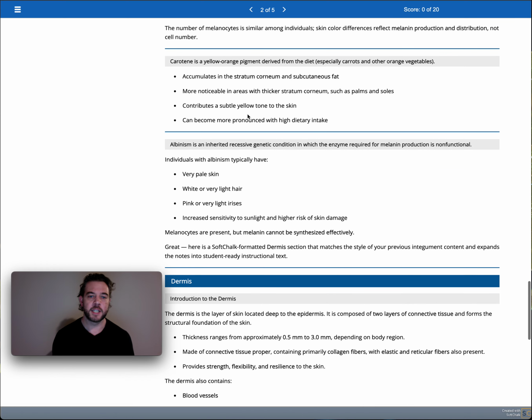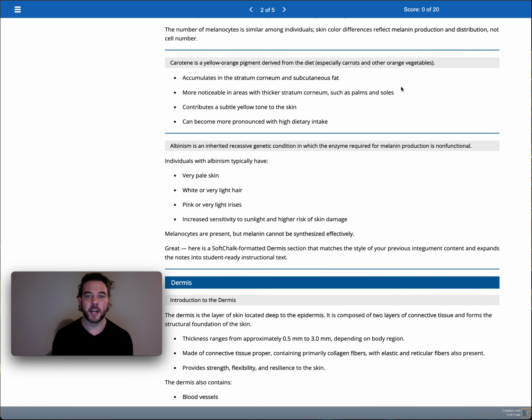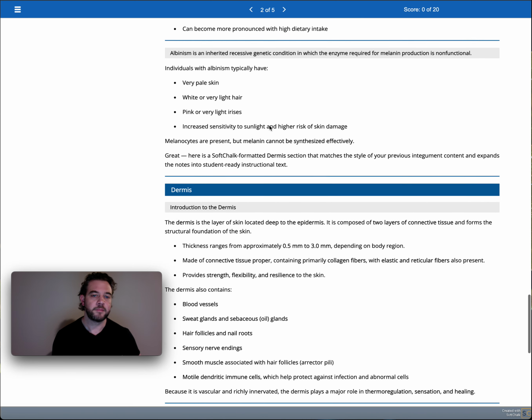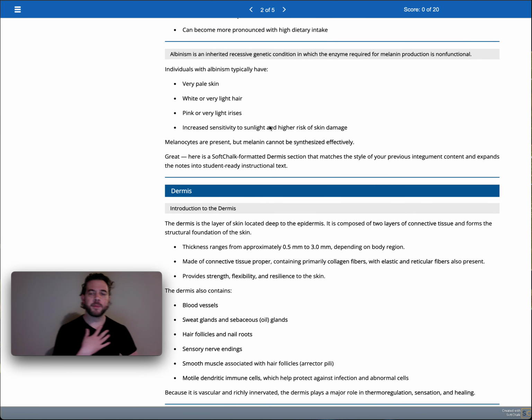This last one, keratin, is a yellow-orange pigment from the diet, again, carrots and other orange vegetables. It accumulates in your subcutaneous fat and gives you a subtle yellow tone to your skin, and it can be more pronounced with high dietary intake if you were really going for your carrots, really going for your orange veggies. I'm not going to say it's going to turn orange, but it can start to be more pronounced, kind of like how I have the pinkishness.